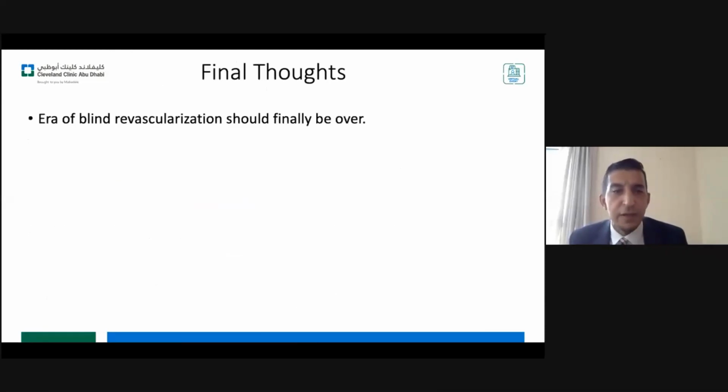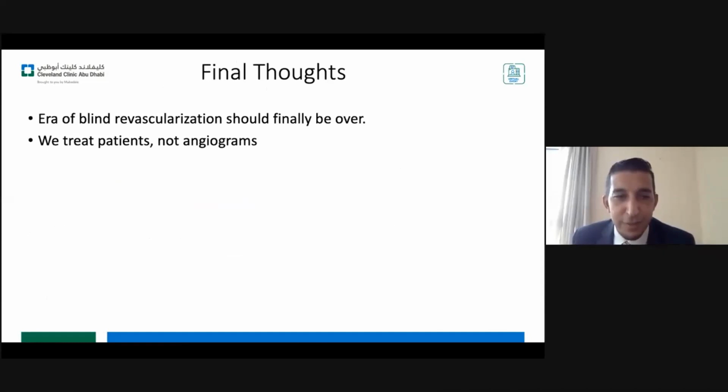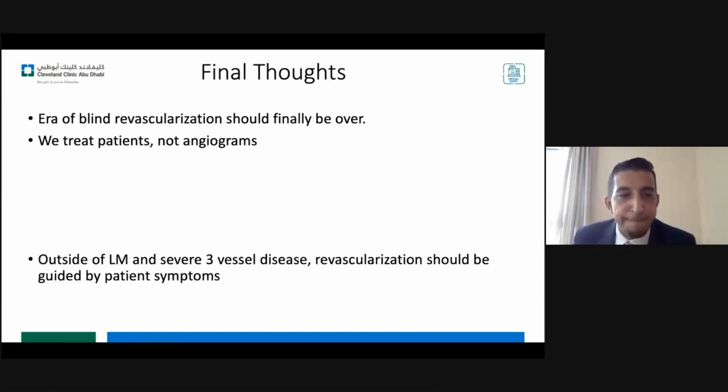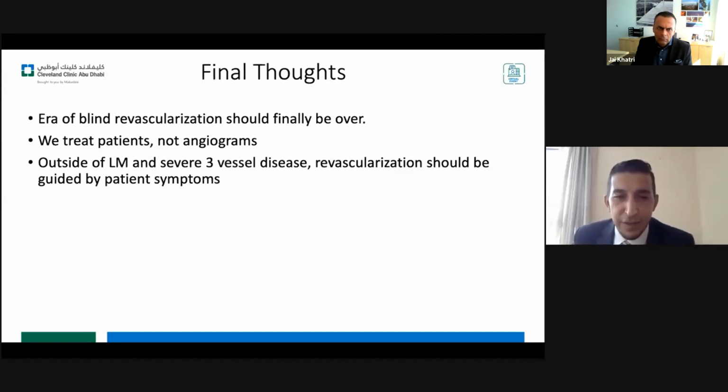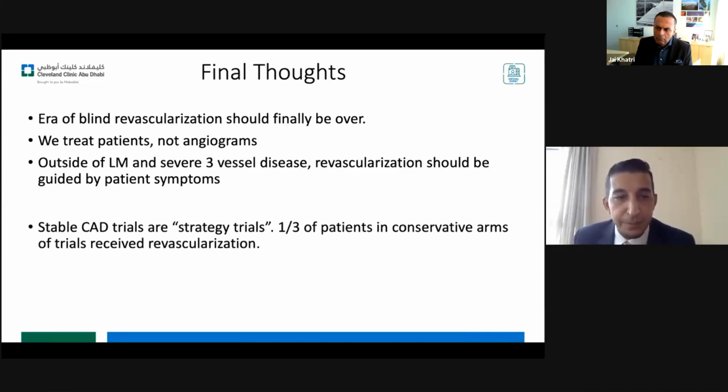So my final thoughts. I think the era of blind oculostenotic revascularization should finally be over. We treat patients, not angiograms, and I think we need to go back to our roots in the interventional community of being physicians and treating these patients. Orthopedic doctors don't replace knees based on x-rays, they replace them based on patient symptoms. Outside of left main and severe three vessel disease, revascularization really should be guided by patient symptoms.